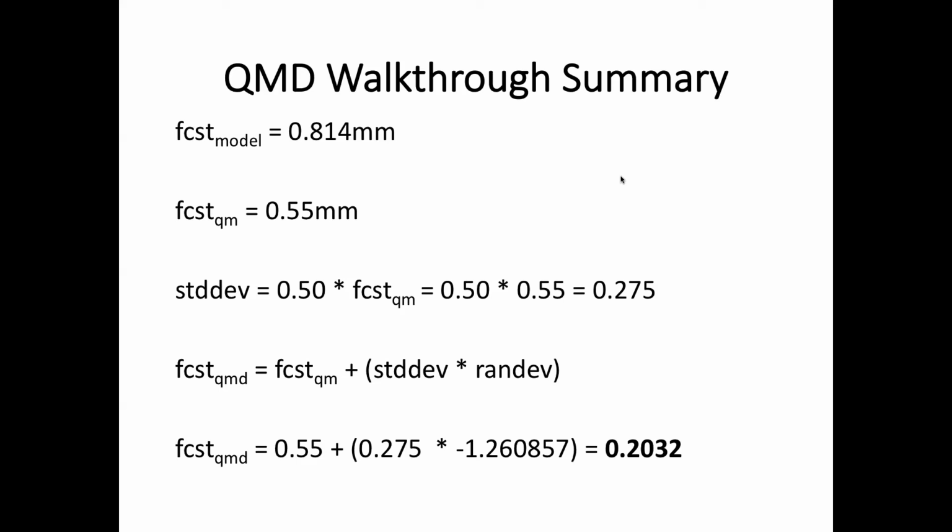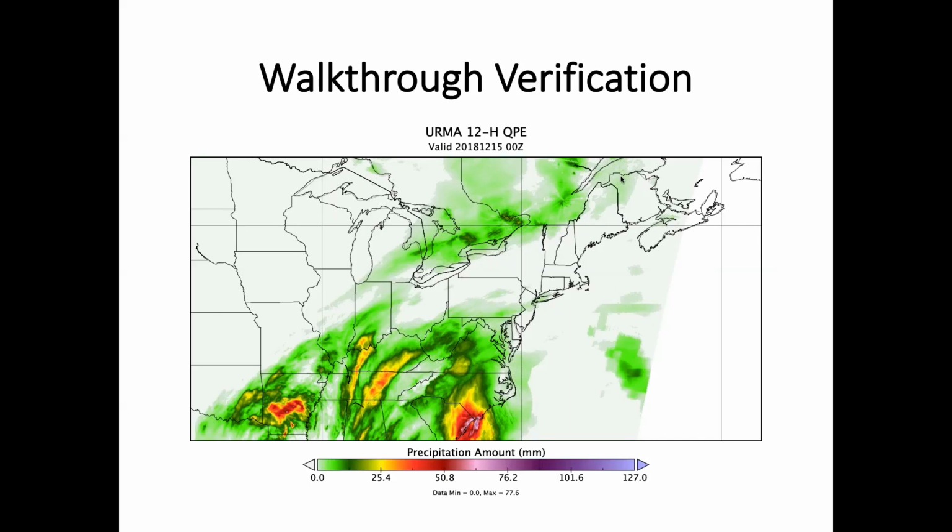So how did this verify? It is a statistical downscale. It is a bias correction. How did it verify? The map is a zoomed-in view of IRMA 12-hour QPE, valid for the 15th at 0Z, 48 hours from the 13th 0Z.